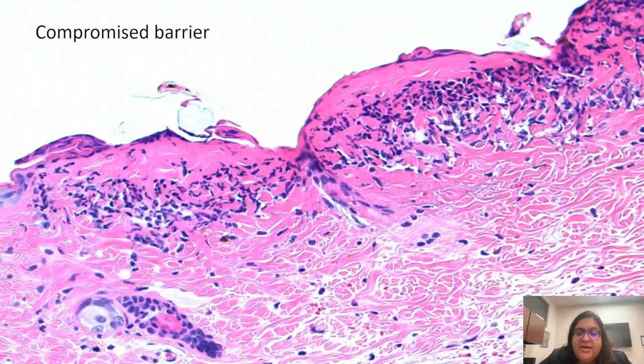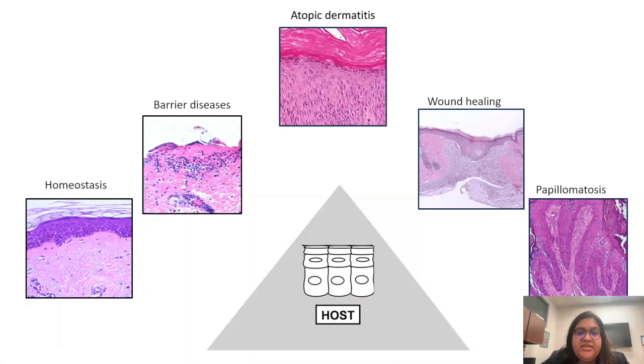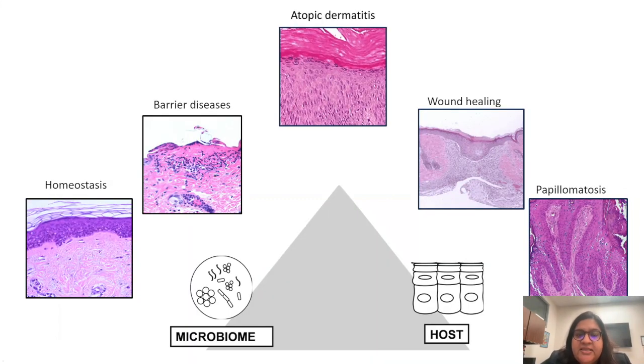Now, compromised barrier is implicated in a variety of diseases. So, for example, in homeostasis, where we see this intact barrier, if we were to completely lose the barrier, we would get a barrier dysfunction, which is implicated in atopic dermatitis, psoriasis, and other diseases. We could also have an acute barrier defect, which is in parallel with wound healing responses, where if there's an acute wound, we would see a compromise of the barrier again. And in some cases, this differentiation process can get completely altered, in which case we would see papillomatosis.